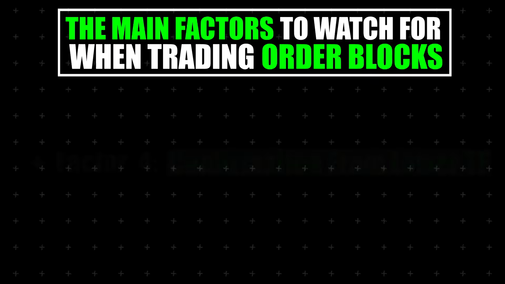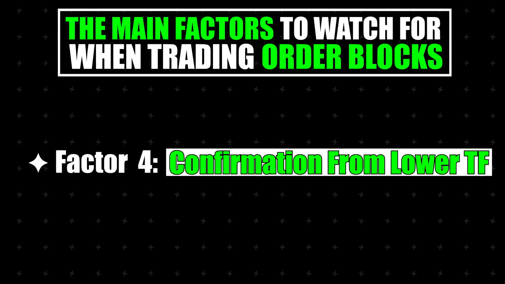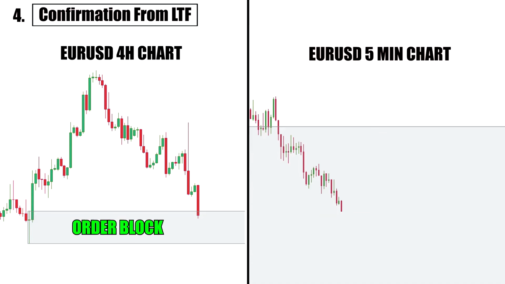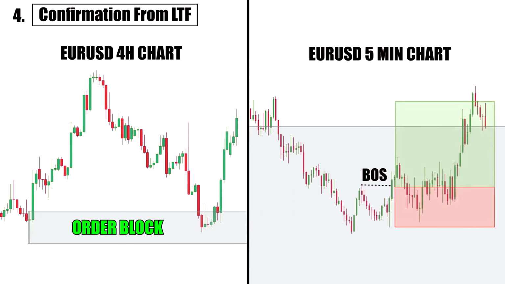And that brings us to our fourth key factor when trading order blocks: confirmation from lower timeframes. This step can save you from tons of unnecessary losses, especially when price simply disrespects your higher timeframe zone. Having a reliable confirmation method gives you a clear reason to enter and helps you trade with a lot more confidence. The beauty of this strategy is that it's not limited to any specific time frame.